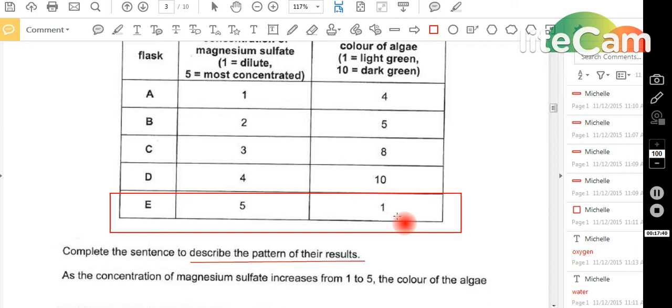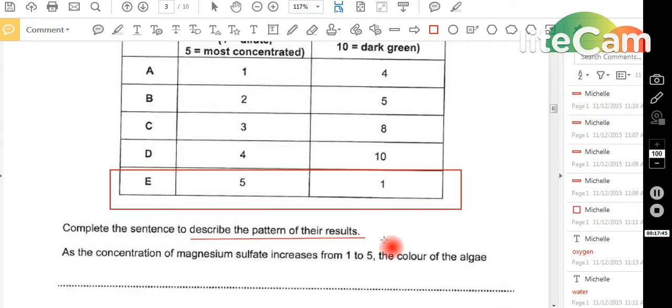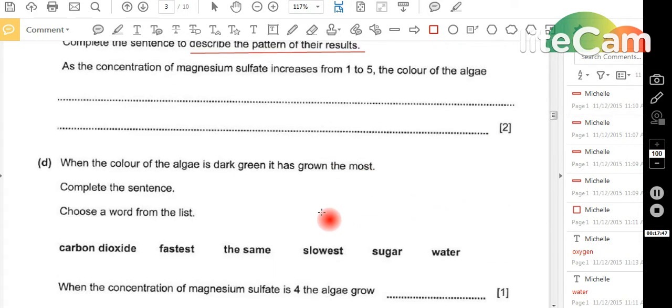Okay, they just want you to tell them what you're seeing. When the color of the algae is dark green, it has grown the most. So now they tell us the darker the green color, that means there was more growth of algae. So complete the sentence again, but this time choose a word from the list below. They give us carbon dioxide, fastest, the same, slowest, sugar, and water.